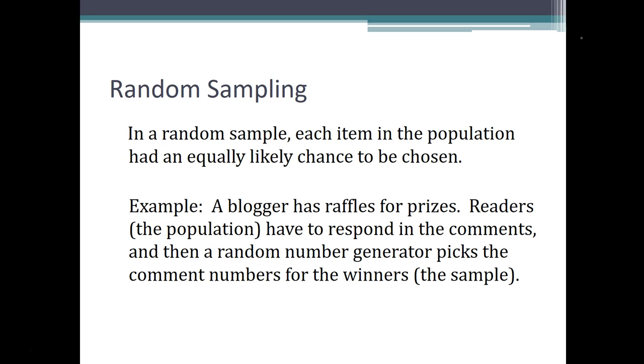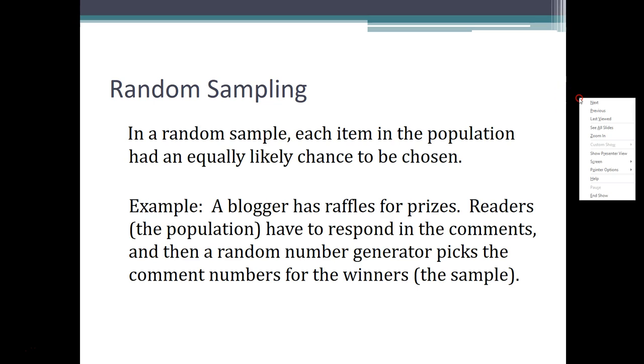And then whatever number it picks, she finds that numbered comment, and the person who made that comment wins the prize. And if there's more than one prize she's giving away, then she uses the random number generator more than one time and goes through and finds those people and those comment numbers. So she's taking a sample of her comment population to give away prizes to. So that's one example of random sampling, where anybody could be chosen. There's no real method to the madness.